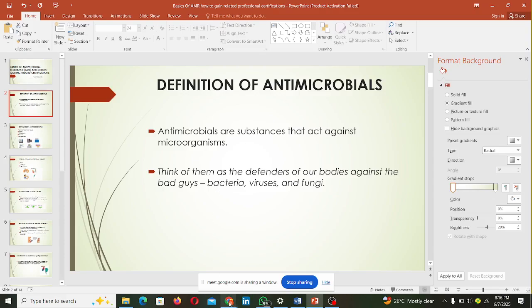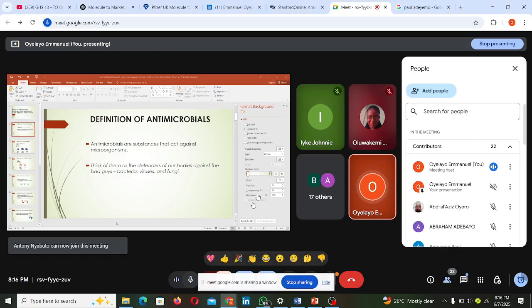I want to know if this is your first time of hearing about antimicrobial resistance, or your first time of getting a training on it. Can you just raise an emoji so that I will know my target audience? Is this your first time of hearing about it? Okay, so we all know about antimicrobial resistance.